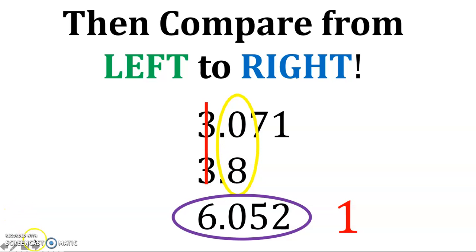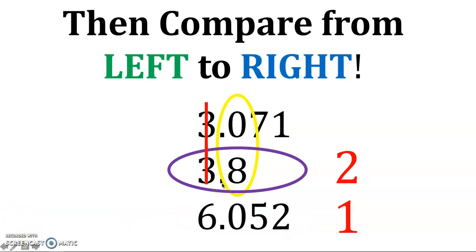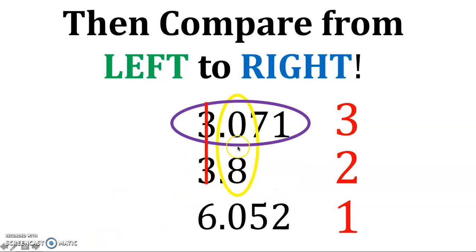So we know that 3 and 8 tenths, even though it doesn't have 3 digits after the decimal, it only has 1, is the second largest decimal. And from there, we're going to look up here. This is our leftover decimal, 3 and 71 thousandths. We know that that is the smallest decimal. So we're going to put this 3 right here to signify that this is the smallest decimal, and 6 and 52 thousandths is the largest decimal.